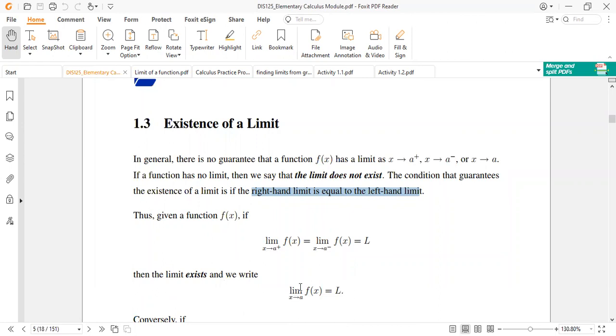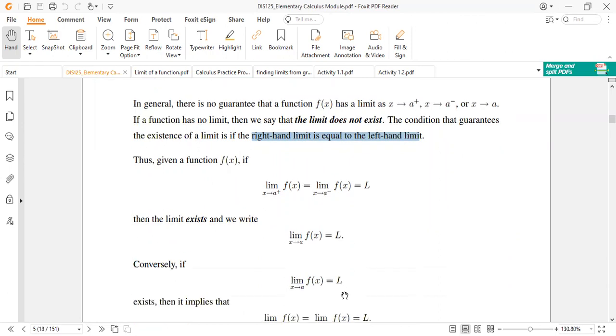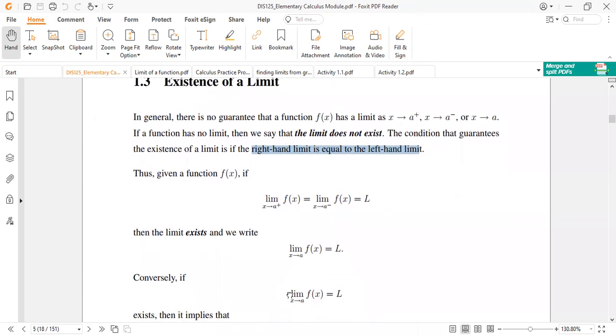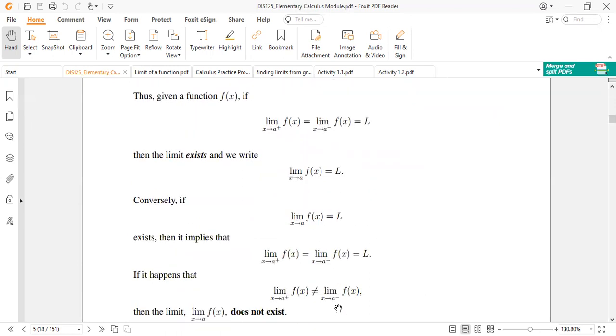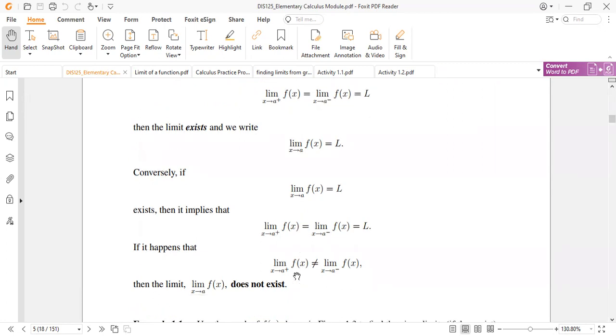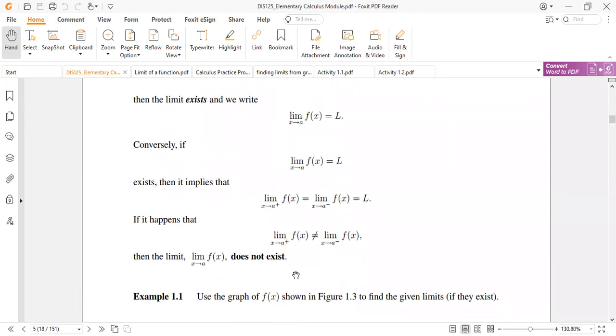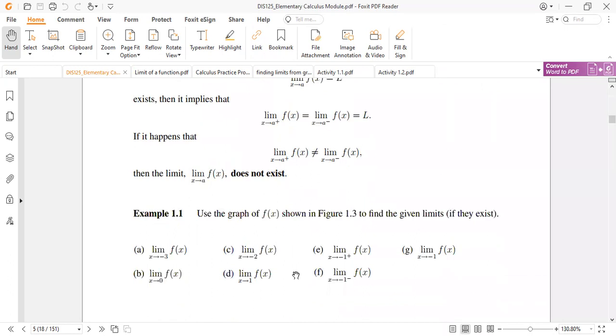That means we say that the limit as x approaches a of f of x is equal to L. Similarly, if you know that this limit exists, then there's an implication that the left-hand limit and the right-hand limit exist and they are equal. But if these two values are different, then the limit does not exist. That's how we look at the existence and non-existence of a limit.